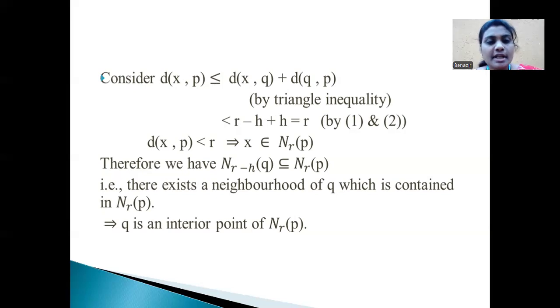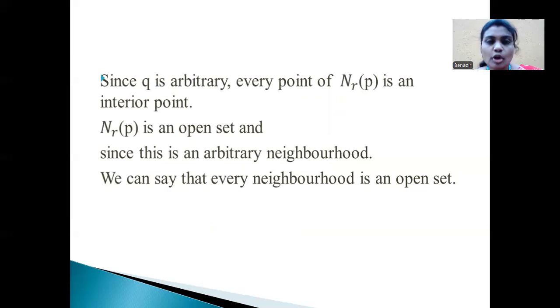That is, there exists a neighborhood of Q which is contained in N_r(P). So from this, we conclude that Q is an interior point of N_r(P). Since Q is arbitrarily chosen, every point of N_r(P) is an interior point. So N_r(P) is an open set, and since this is an arbitrary neighborhood, we conclude that every neighborhood is an open set.